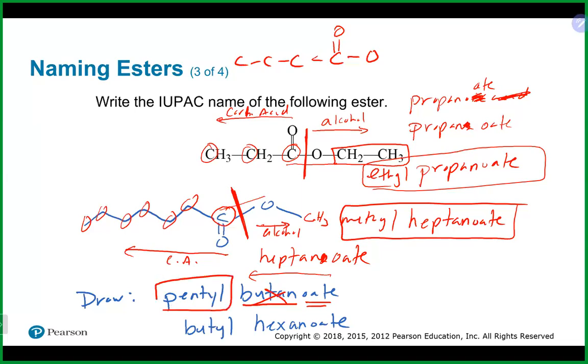Now I know that the group is really going to go to my alcohol part, which is where my single bonded oxygen is at, and pentyl is 5. That was a bad decision. Let's start that: 1, 2, 3, 4, and 5.